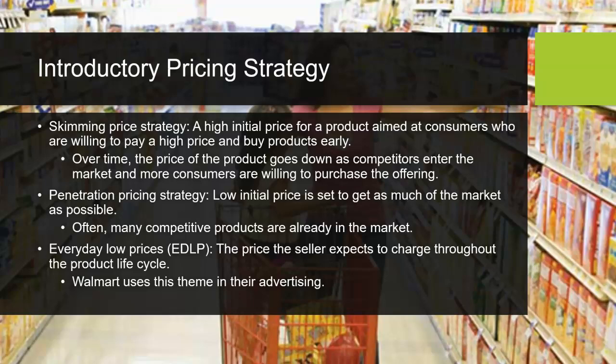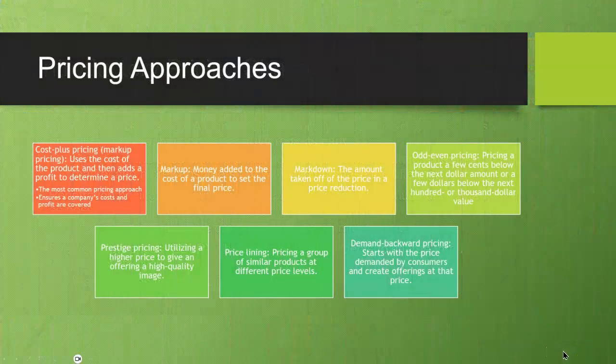Walmart uses this theme in their advertising. Pricing approaches. There's cost-plus pricing. Cost-plus pricing uses the cost of the product and then adds a profit to determine a price. It's the most common pricing approach and ensures a company's cost and profit are covered. Markup: money added to the cost of a product to set the final price. Markdown: the amount taken off the price in a price reduction.